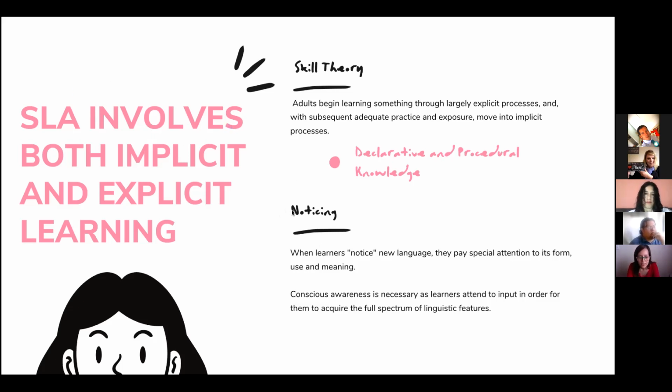And the second one is regarding noticing, and here's where the learners start noticing the input first. This is the process where it goes from input to intake. So they start paying attention to its form, to its use, and to its meaning. And then they continue in order to acquire the full spectrum of linguistic features. So this is also done first with a conscious awareness, and then it turns unconscious.